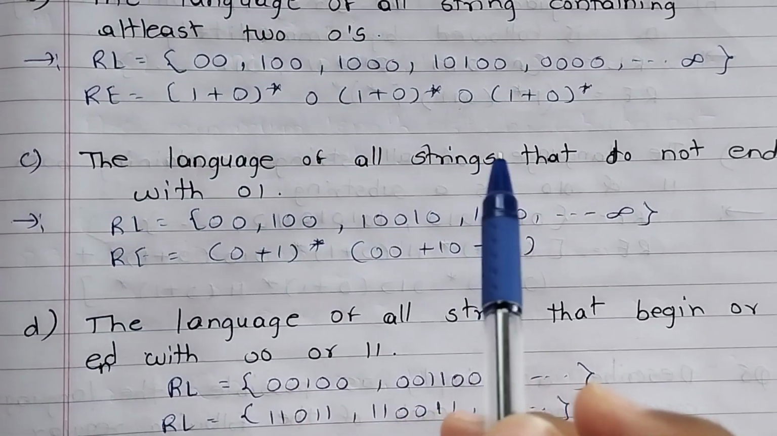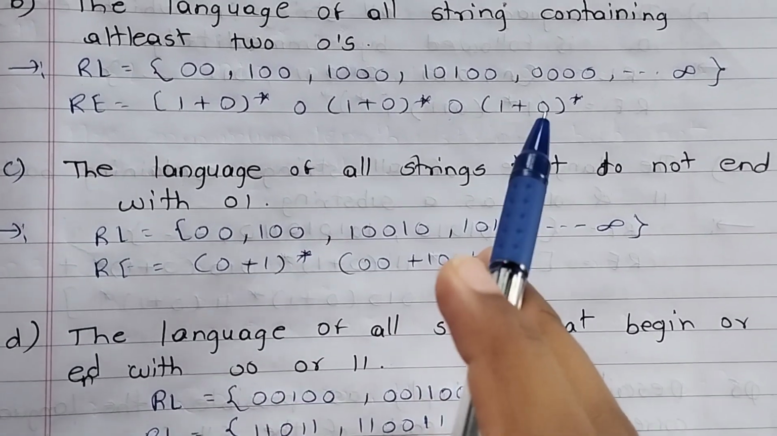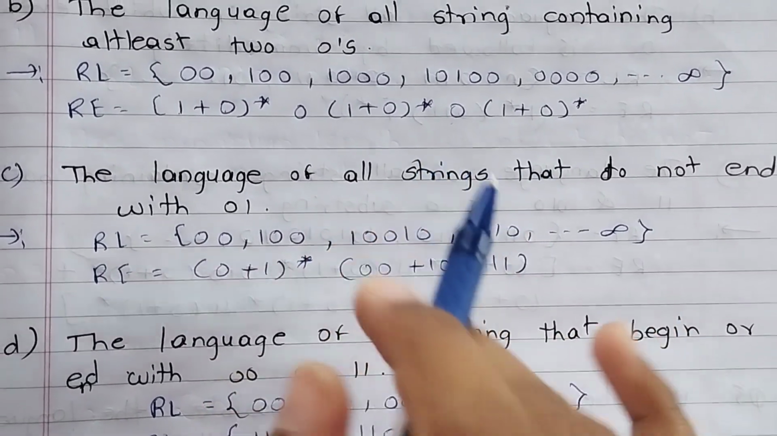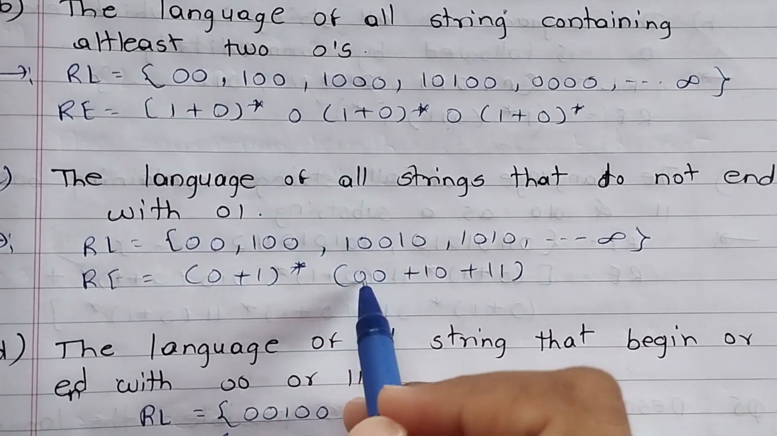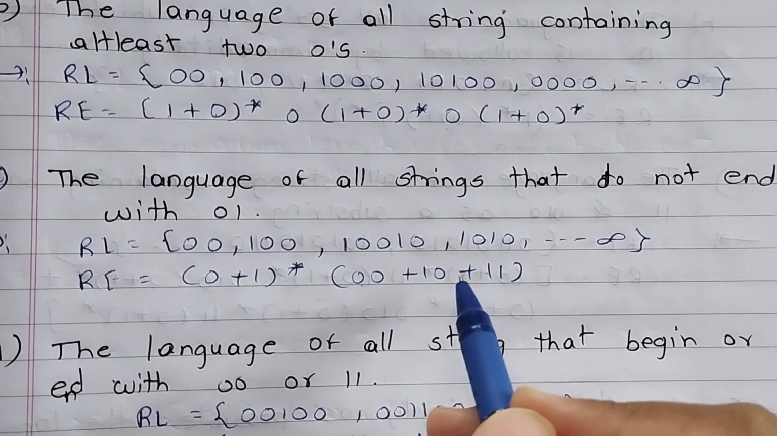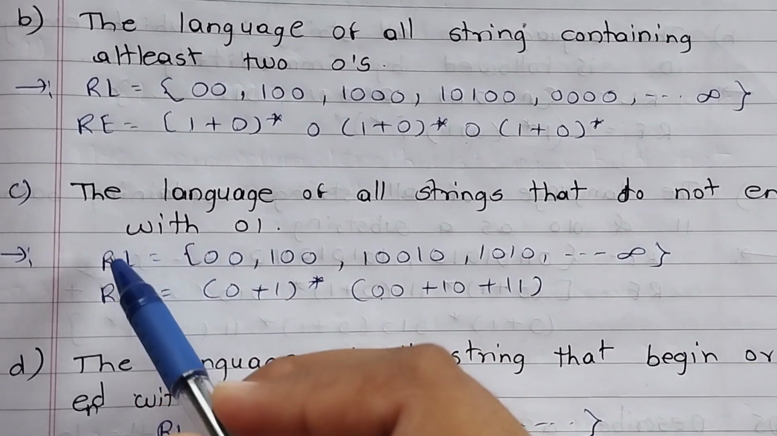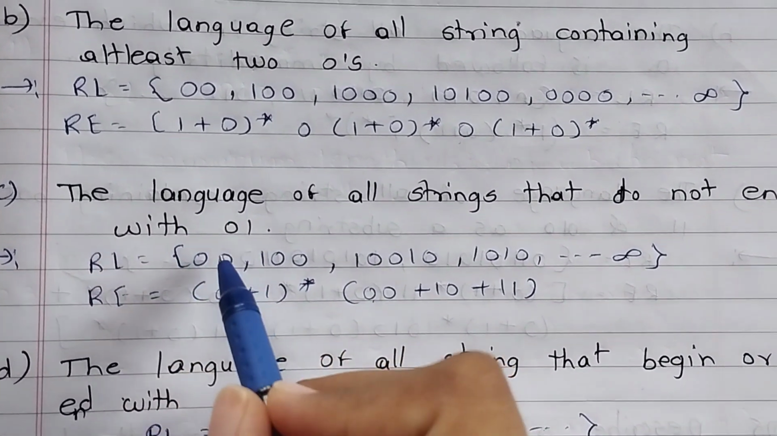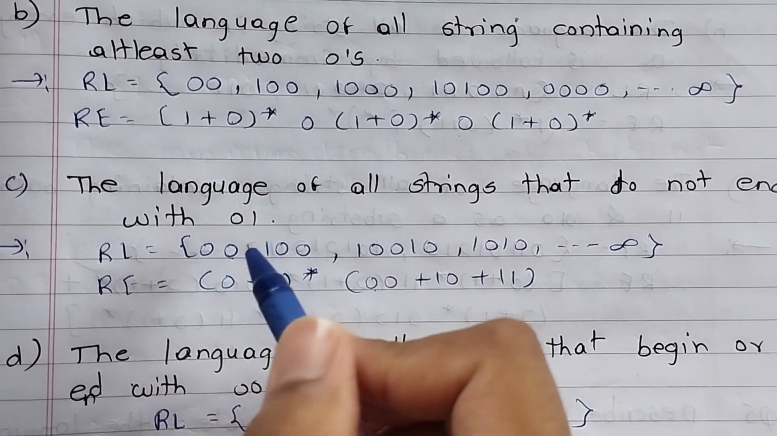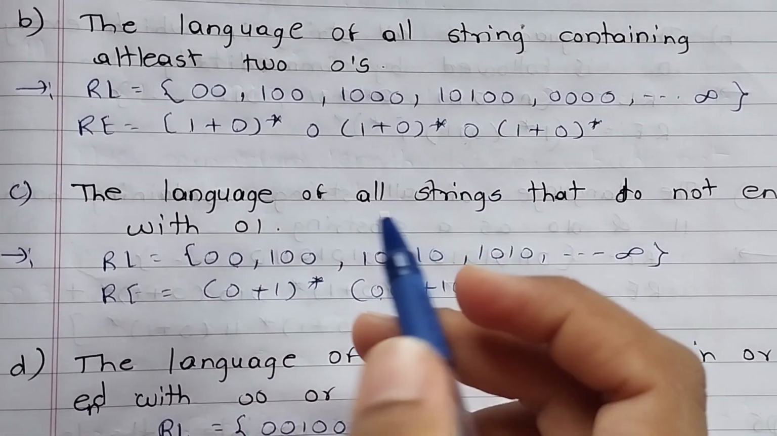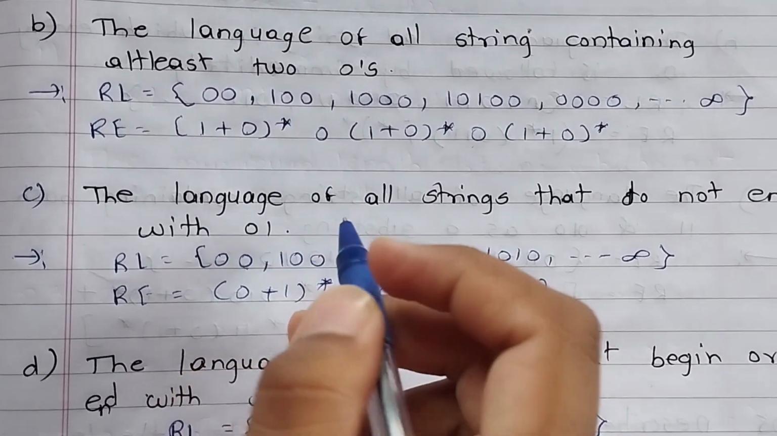The language of all strings that do not end with 01. So it is clear that this string can end with 00 or 10 or 11. So, starting as I say with the regular language, this string can end with 0, can end with 1. So first we consider 0, meaning only a single 0 is also allowed.